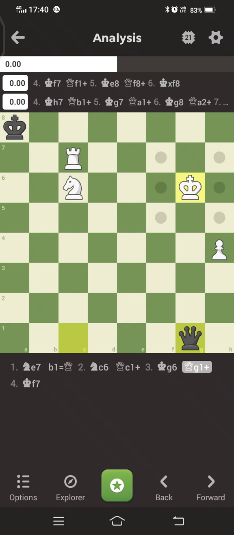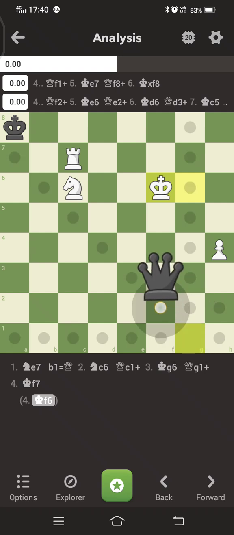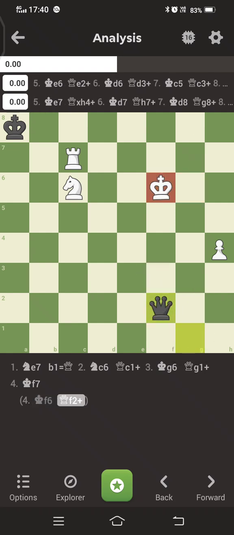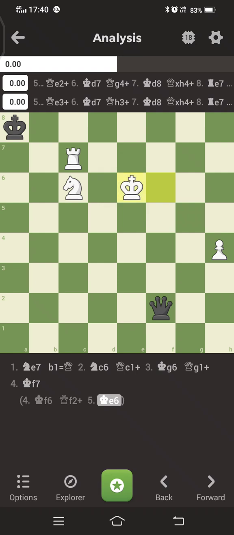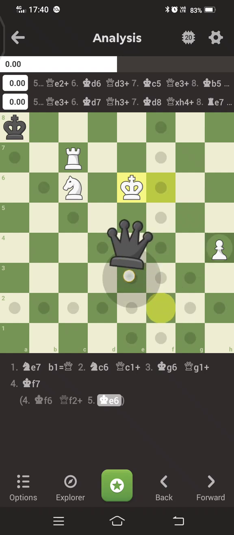Let's continue. I've discussed this. So this is an interesting question. I'm going to place the queen here and give a check. Now the king moves here. Now the queen cannot take. If the queen takes this, the rook gives check and checkmate. So the queen continues to give checks.